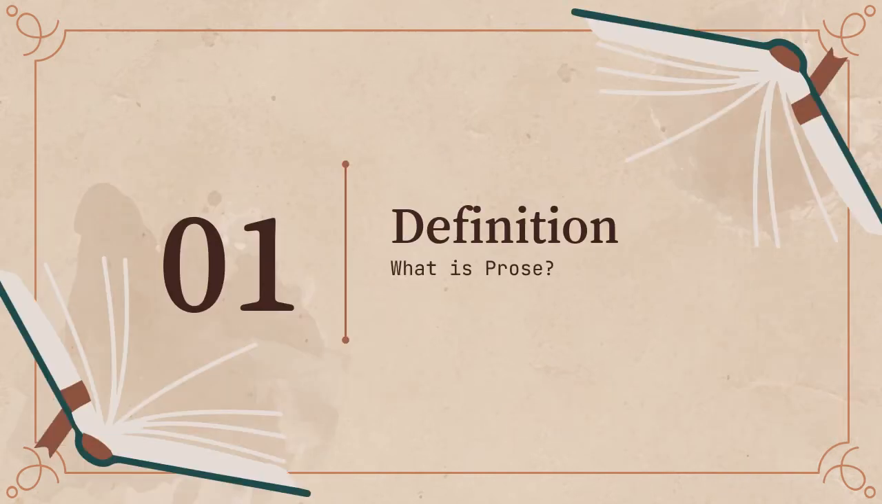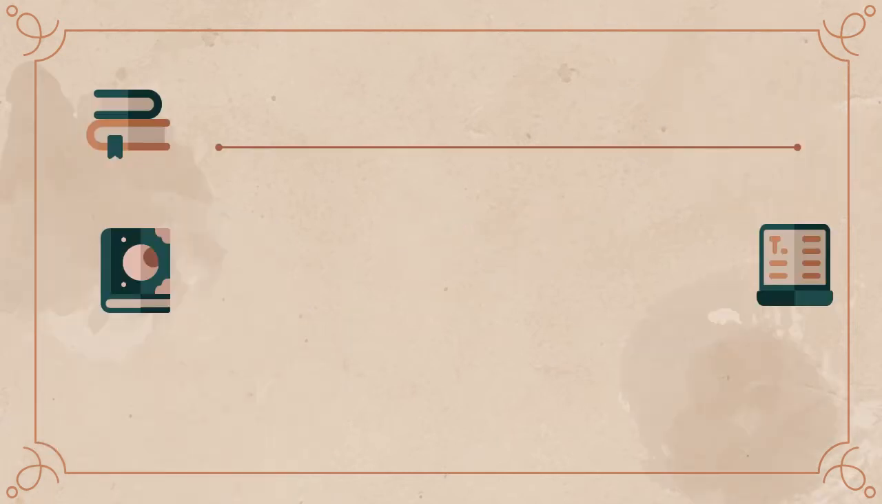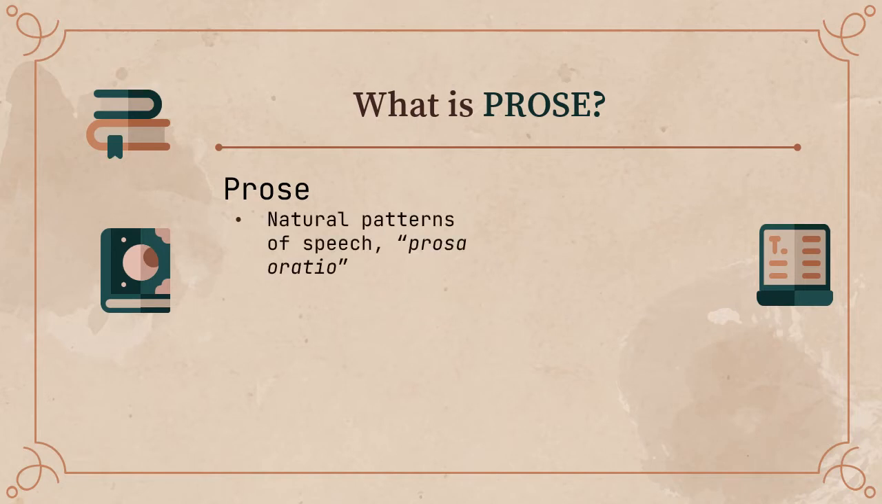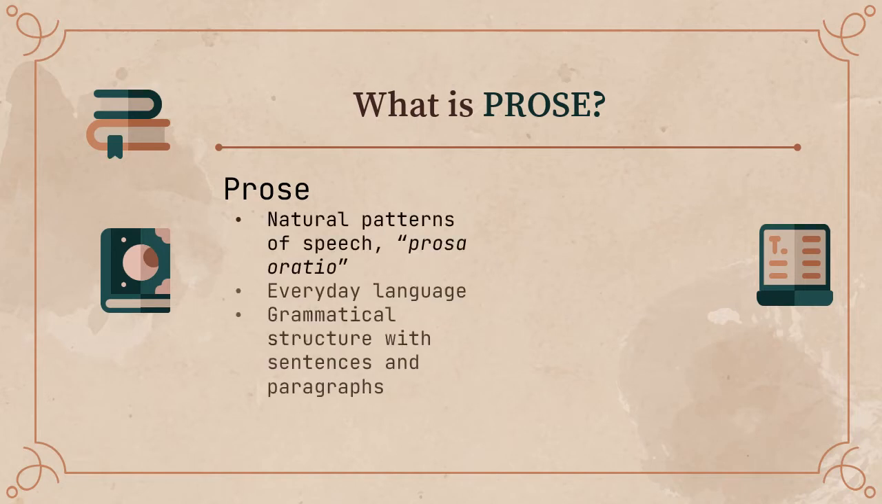First, let's define what prose is. Prose simply means language that follows the natural patterns found in everyday speech. The term itself comes from the Latin prosa oratio, which means straightforward. It uses everyday language and follows a basic grammatical structure like words and phrases, which are arranged into sentences and paragraphs.